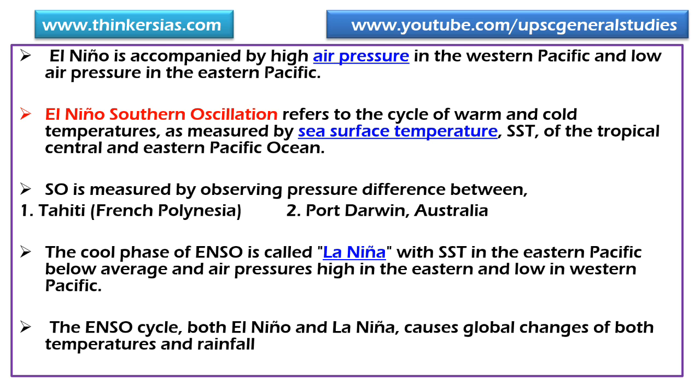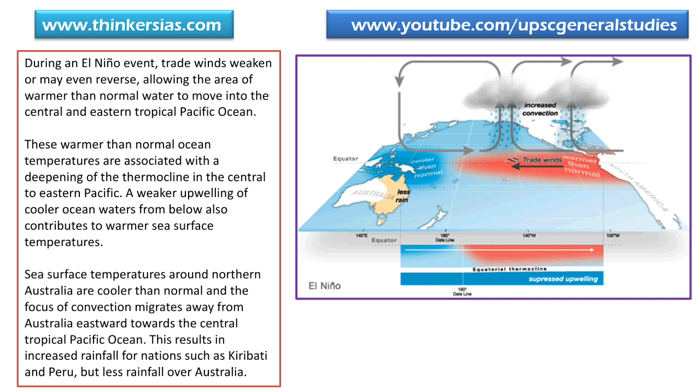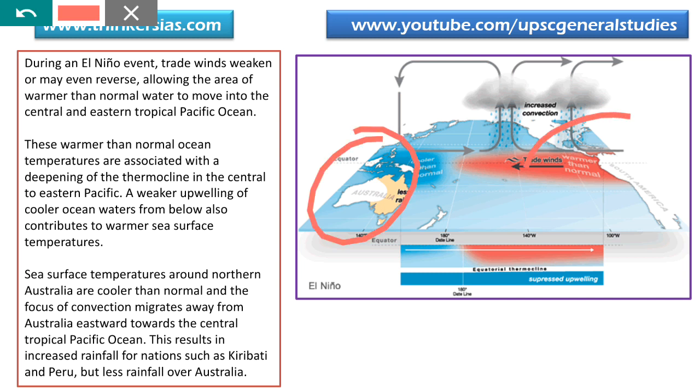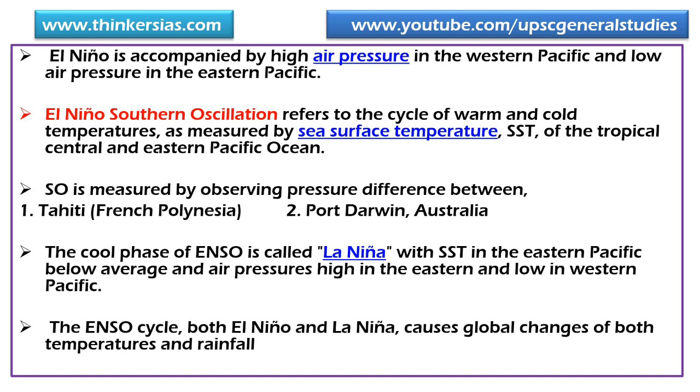El Nino is accompanied by high air pressure in the western Pacific and low air pressure in the eastern Pacific, because the warmer Pacific pool is reduced during the El Nino event. This results in a cooler climate and higher air pressure here. Here it is lower air pressure and warmer climate. Okay, so that is during the El Nino event.